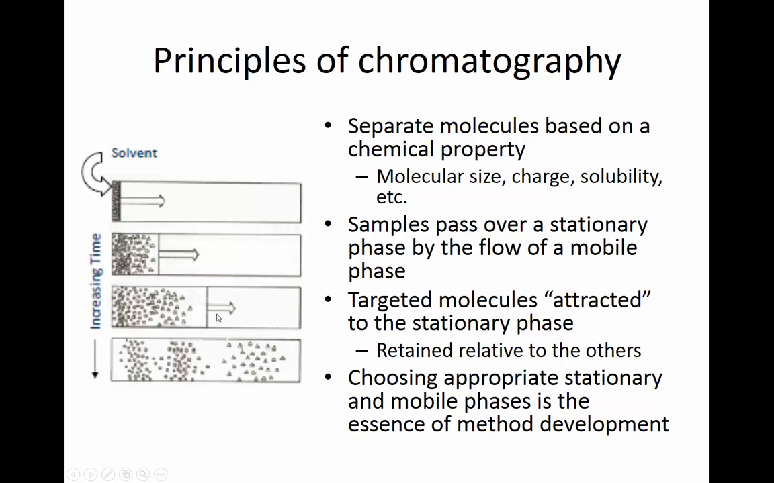So they'll be retained relative to the other molecules, and this will happen again and again, and how many times depends on how many molecules we're trying to separate from each other. So it's basically telling us that some molecules have more of an affinity to the solvent, the mobile phase, and some molecules have more of an affinity to the polymer, paper, whatever, the stationary phase. And so choosing appropriate stationary and mobile phases is key here. It's the essence of developing methods to be able to separate your product from everything else. Or if you have multiple products, being able to separate them from each other as well as everything else.